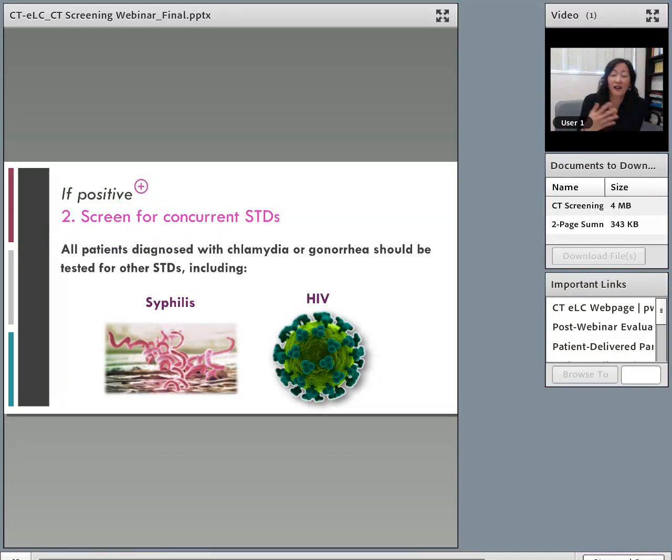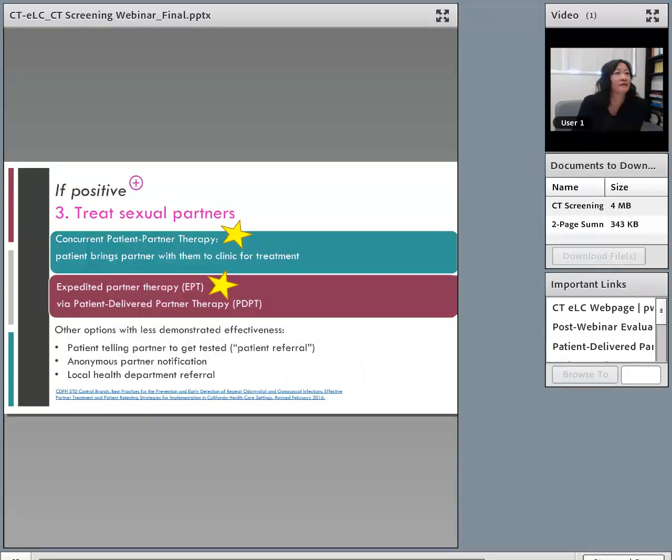Also pretty straightforward. If you have one STI, you're likely to have others, so go ahead and test folks with chlamydia. They'll also probably be tested for gonorrhea at the same time, and test them for other STDs, including syphilis and including HIV. And if folks are positive, you definitely need to treat sexual partners.